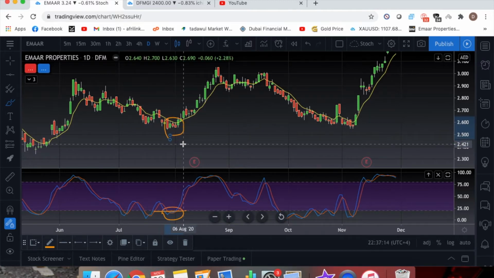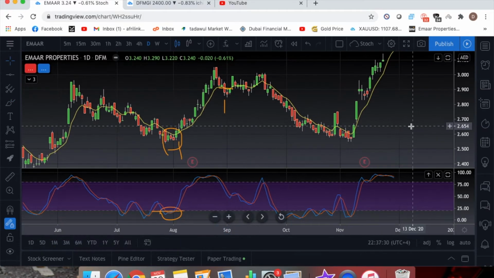Exactly at the same place we are seeing a buy signal, meaning a close above this yellow line. With this green candle, this is our entry level, and we exit the trade when we see a close below this yellow line. When we see this red candle, we exit the trade because we are seeing a close below this signal line, or 8 EMA.